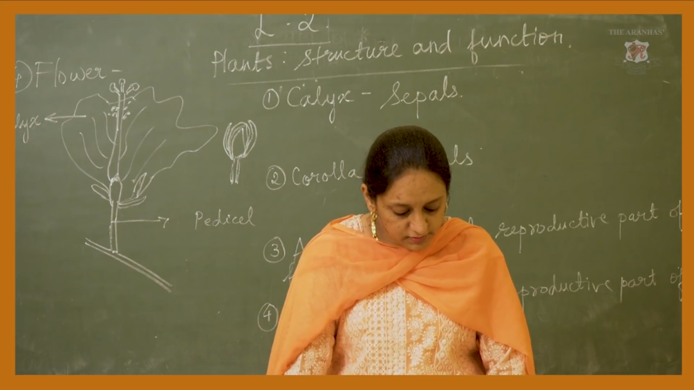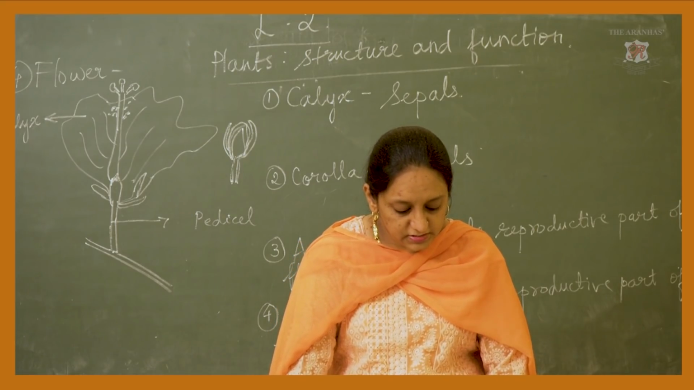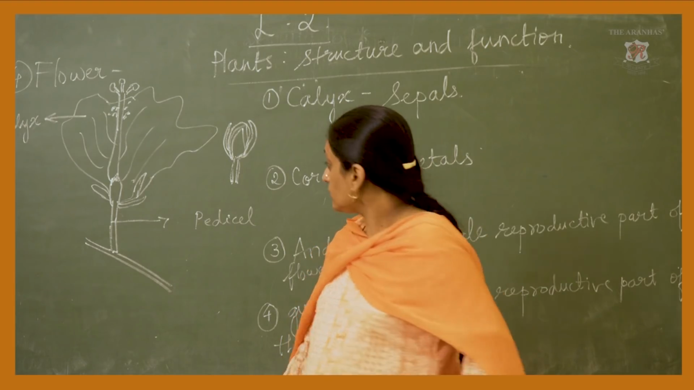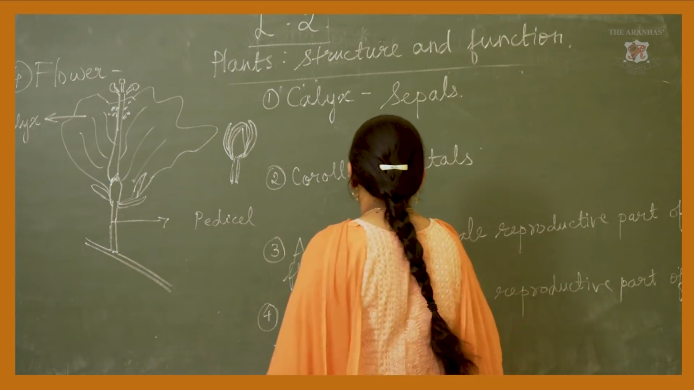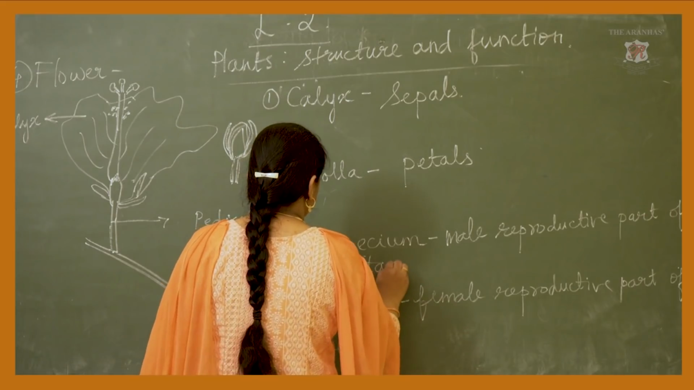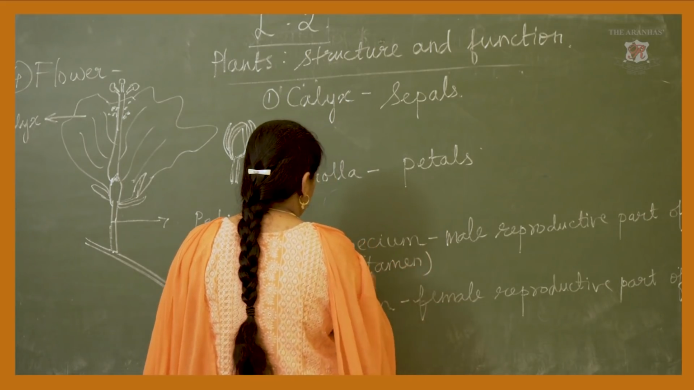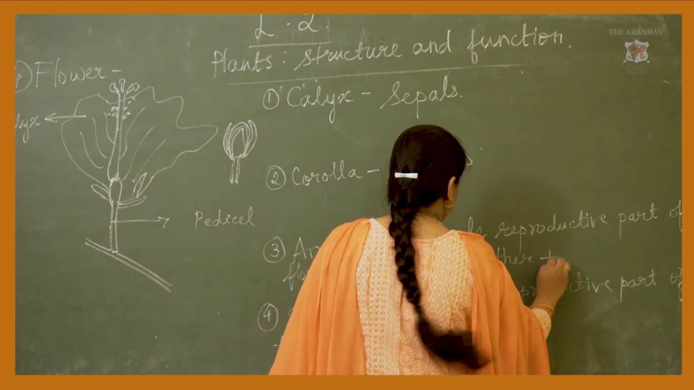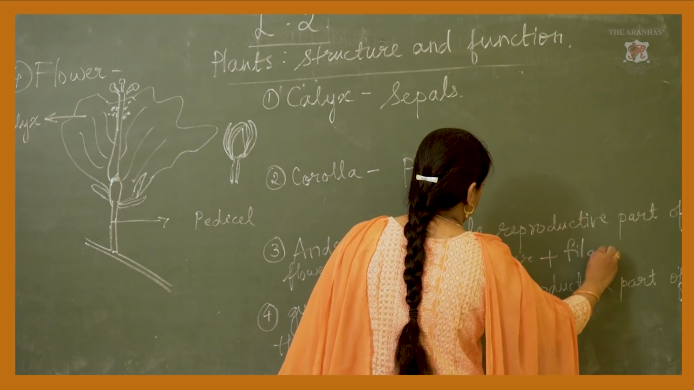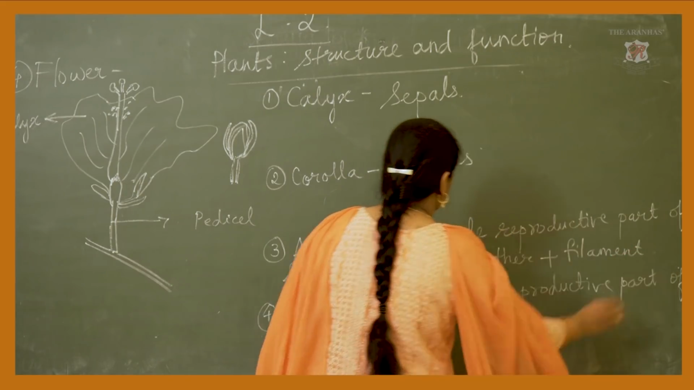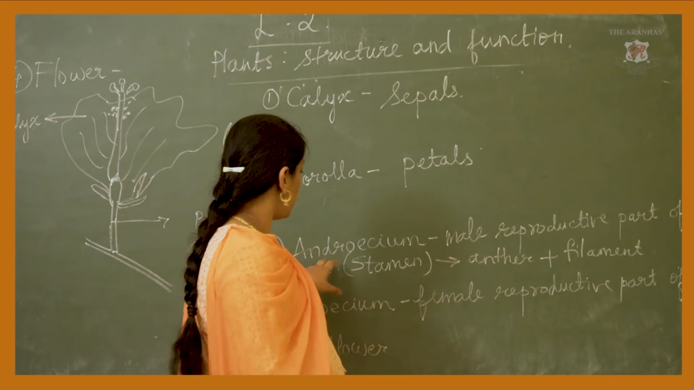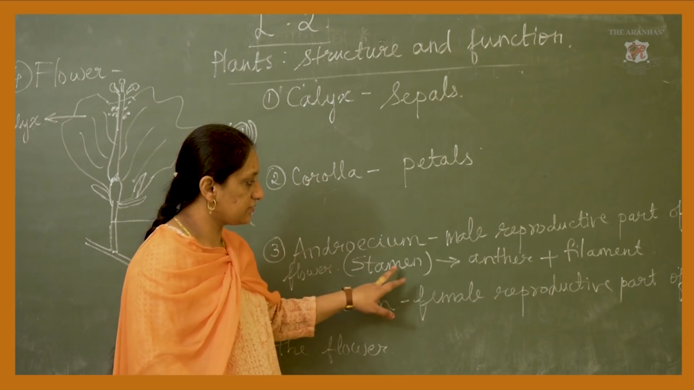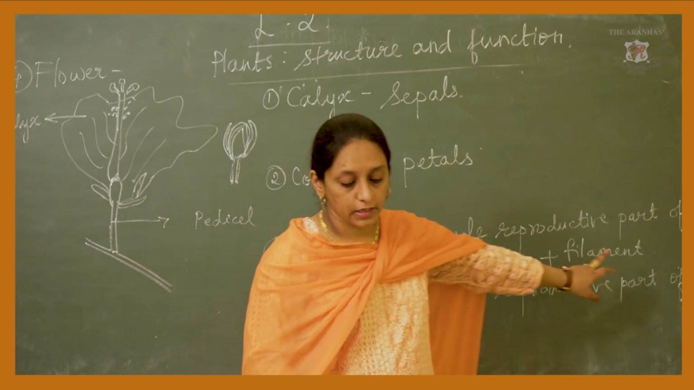So androecium consists of stamens and each stamen is made of anther and filament. Anther plus filament. So anther and filaments are parts of the androecium. Stamen is a part of the androecium. Androecium se banta hai stamen, stamen se banta hai anther and filament.